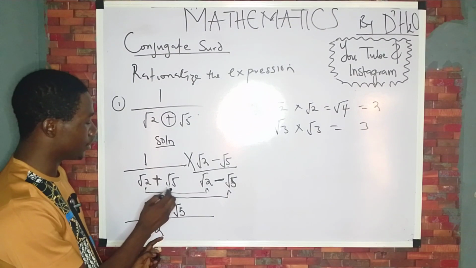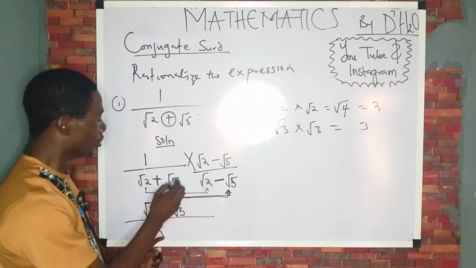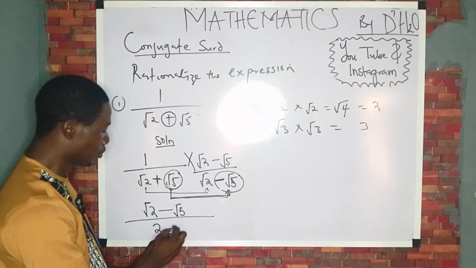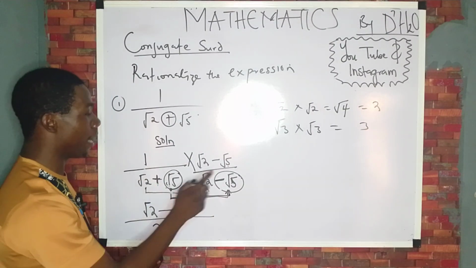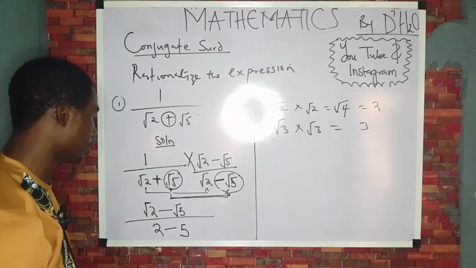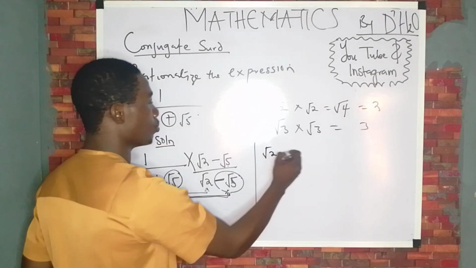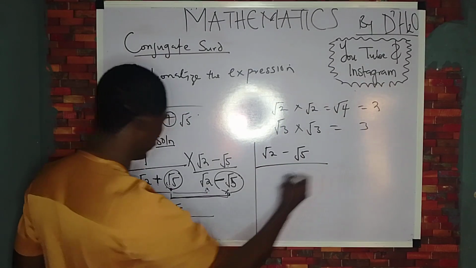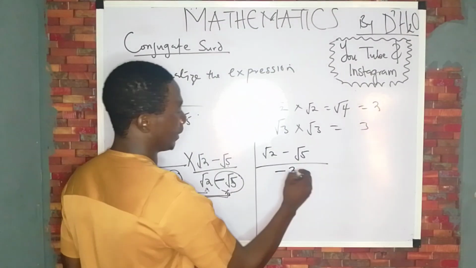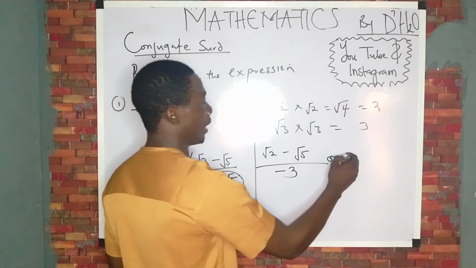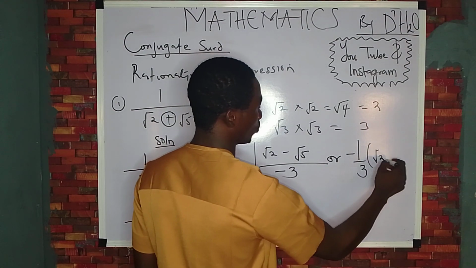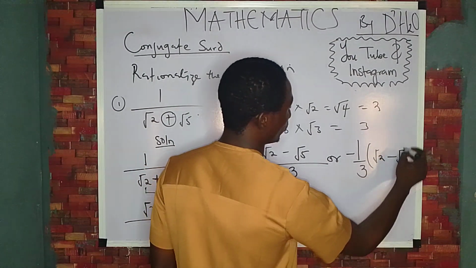And then you have the second times the second, root 5 times minus root 5. First of all, plus times minus will give us minus. Root 5 squared will give us 5. So you see that in a split second, you have gotten your answer. This will be root 2 minus root 5 all over what? 2 minus 5 will give us minus 3. So that our answer becomes minus 1 over 3, open bracket, root 2 minus root 5.